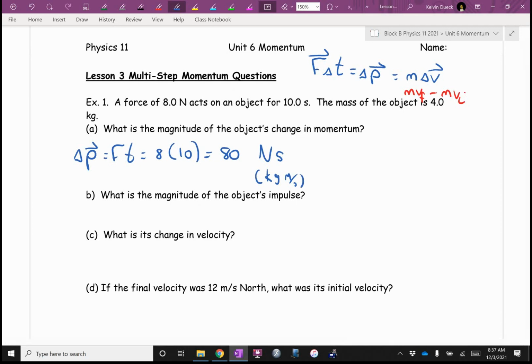What's B want me to find? Oh, okay, the magnitude of the object's what? It wants me to find the impulse. What is it? It's 80. Because isn't impulse the same thing as change in momentum? That's all I wanted with part B. Have you figured out that impulse and change in momentum are the same thing? So impulse is 80. And you can write Newton seconds, or you can write kilogram meters per second. I don't care.